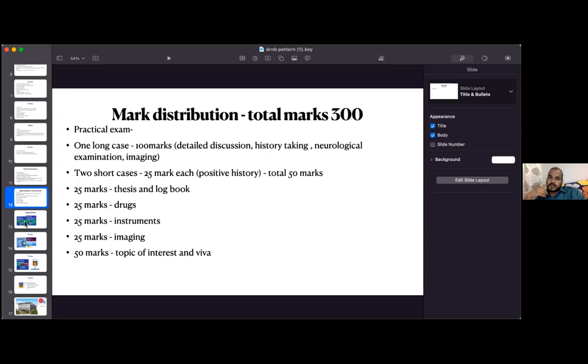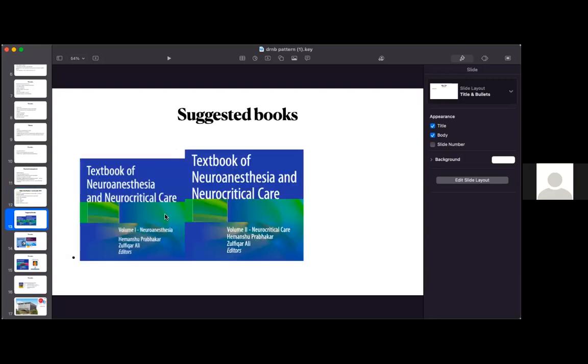Can you quote some of the articles like that? They may ask. Even if they won't expect the complete topic, you are expected to talk about them. They're just going to assess how well you know your thesis. Okay. And these are the books which we have prepared.